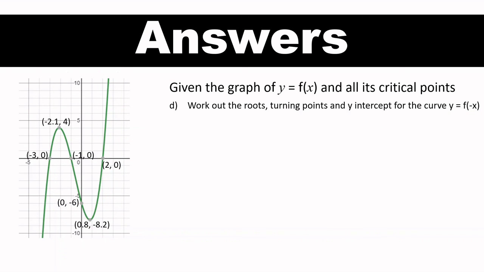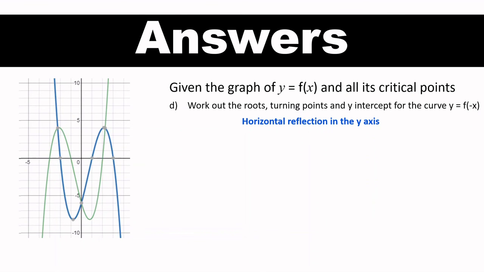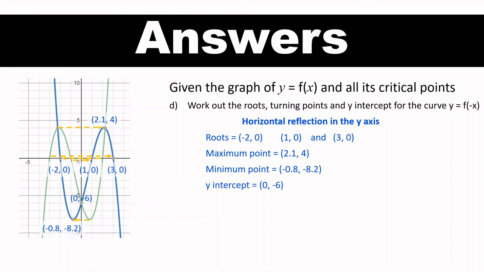Question D, we should be familiar with this one now. If I make the x inside the bracket negative, that's going to affect my graph horizontally. It's going to reflect in the y-axis. So all of my x coordinates will go from negative to positive or positive to negative. My y-intercept stays on the y-axis at 0, -6.